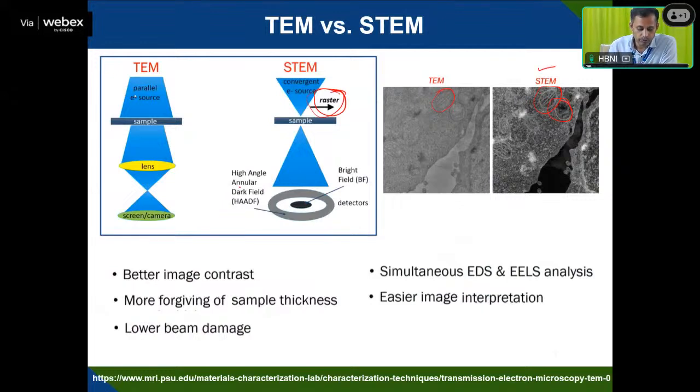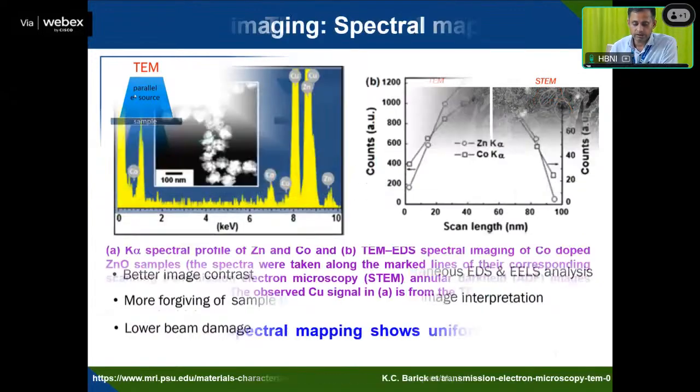Here we mostly use a high-angle dark field detector to detect all this information for the raster scan. So better image contrast can be achieved by STEM, and it is more forgiving of sample thickness even when it is higher, so you can get a better quality image, and low beam damage is possible. Both EDAX and EELS analysis are possible, so you can get simple chemical composition by using STEM.